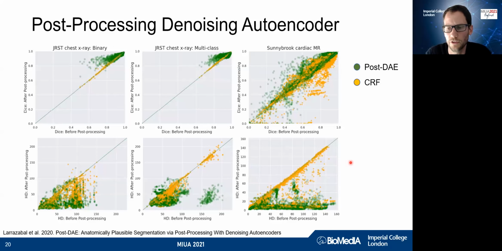If you compare this quantitatively, for instance, post-DAE head-to-head with a CRF type of post-processing, what you do see in these plots, in the top row, is Dice scores before and after the post-processing, and here you have Hausdorff distance before and after post-processing. So the green dots, the post-DAE dots, are typically above the diagonal line, meaning that they made an improvement, or they are below the diagonal line for the Hausdorff distance. They made an improvement on the segmentations, while the CRFs are often not as good as a post-processing step.